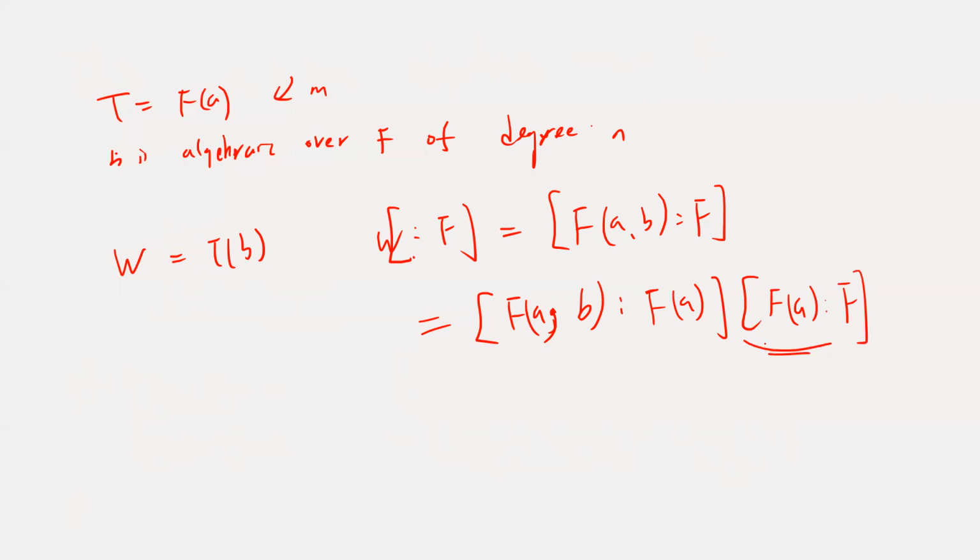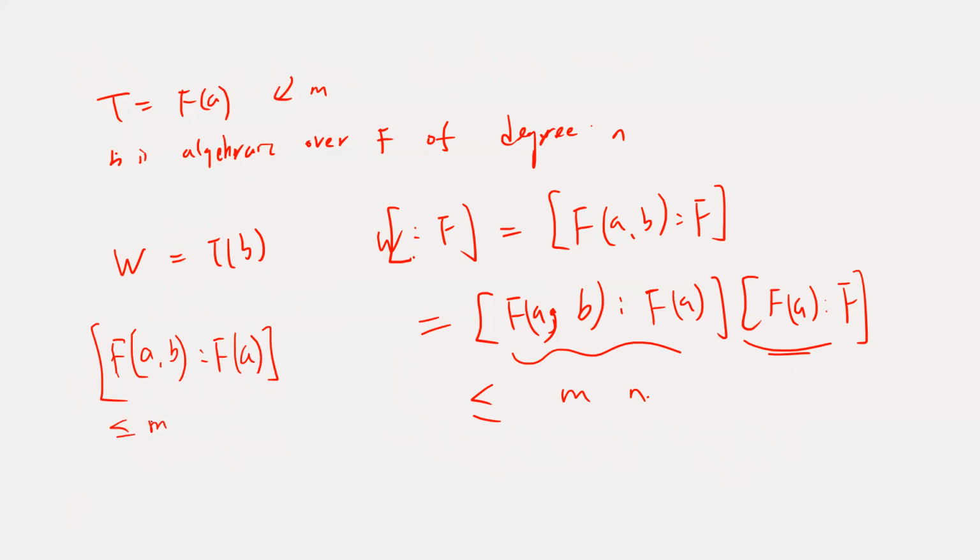Okay, so the first term is at most M, and this is at most N. The reason is that this is less than M. So B is algebraic, and then this is M, and this is less than N. The reason is that B is algebraic of degree N over F, and so obviously algebraic of degree at most N over F(A).